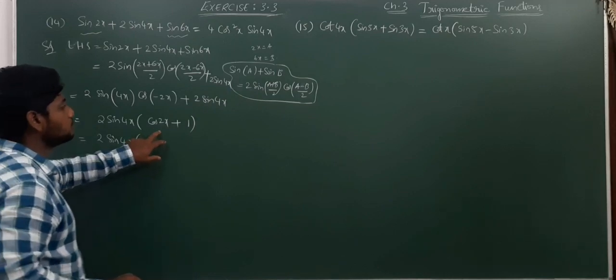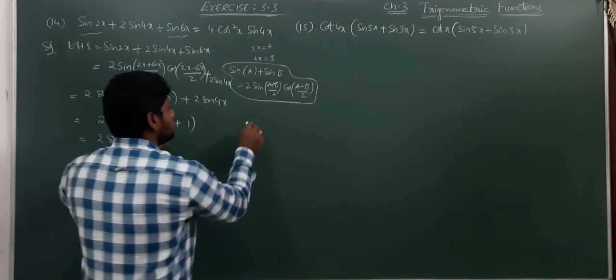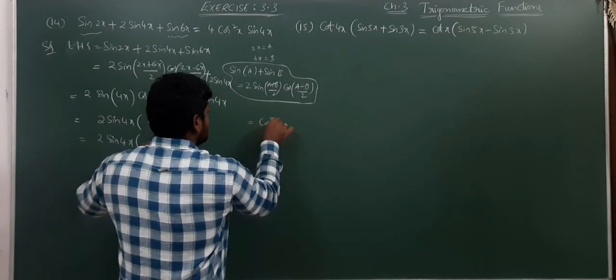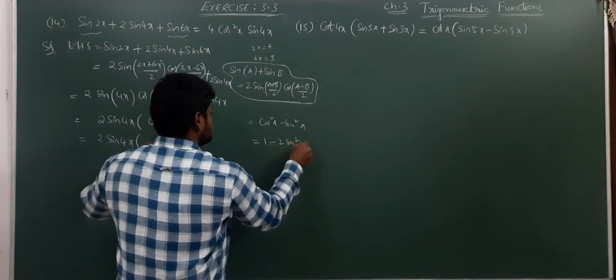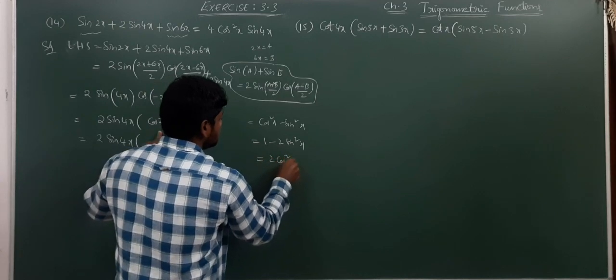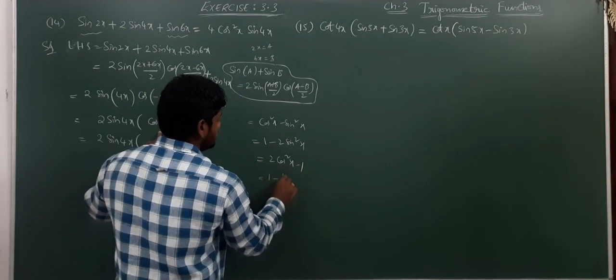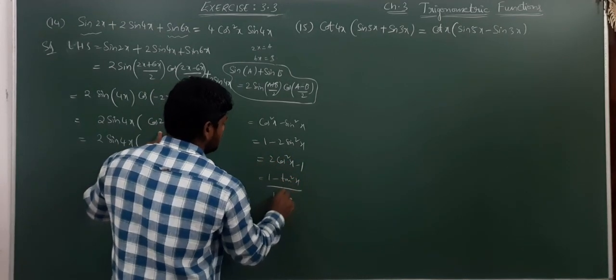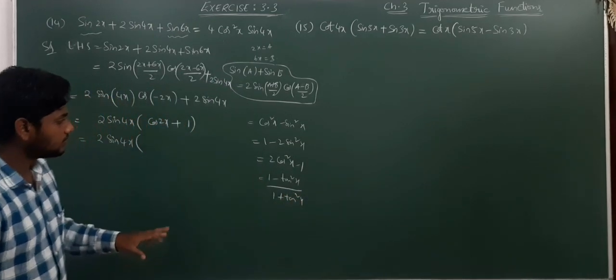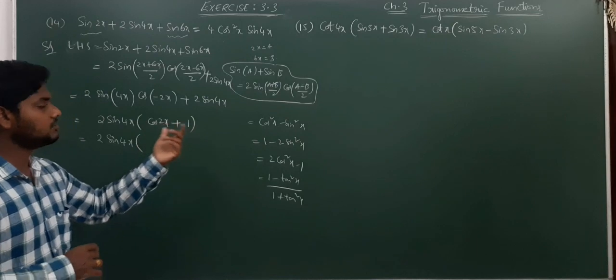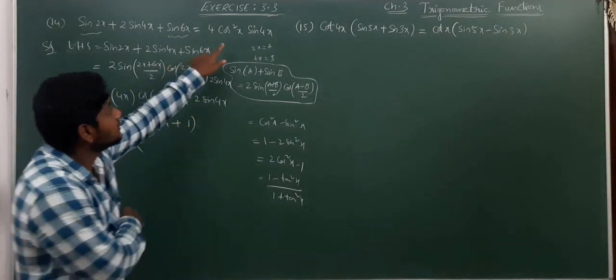So this is 2 sin 4x into (cos 2x plus 1). What is the cos 2x formula? We have four formulas for cos 2x. One is cos square x minus sin square x. One is 1 minus 2 sin square x. Another one is 2 cos square x minus 1. And one is (1 minus tan square x) by (1 plus tan square x). Out of those four, which one we need to substitute is based on what?